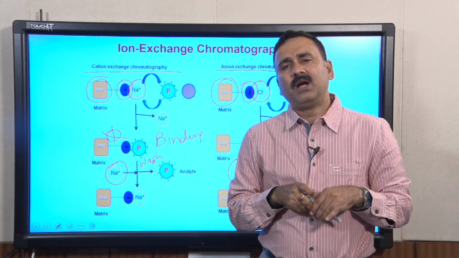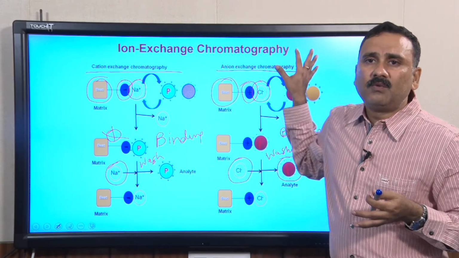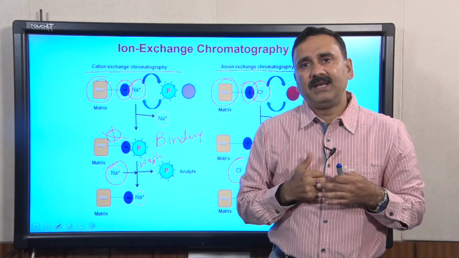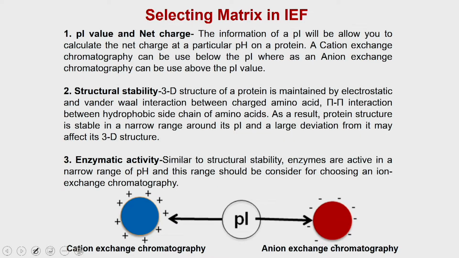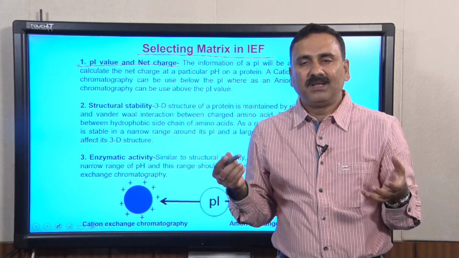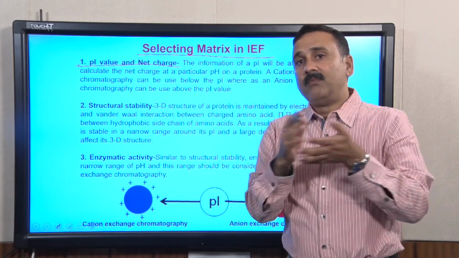But the question comes, under what condition will you use an anion exchanger, or under what condition will you use cation exchange chromatography? So, how will you select the matrix in ion exchange chromatography? One of the crucial parameters is the pI value and the net charge. You know that every protein has different types of amino acids, and these amino acids collectively provide the negative or the positive charges.